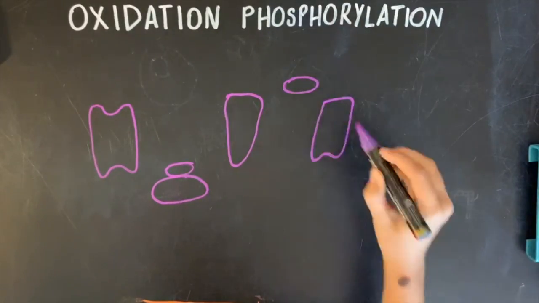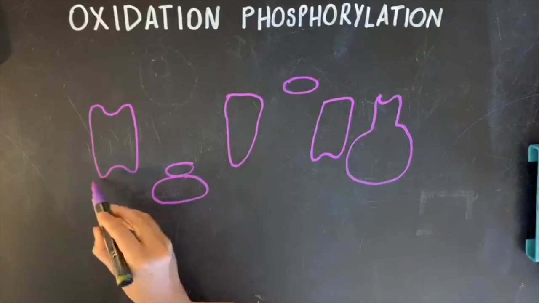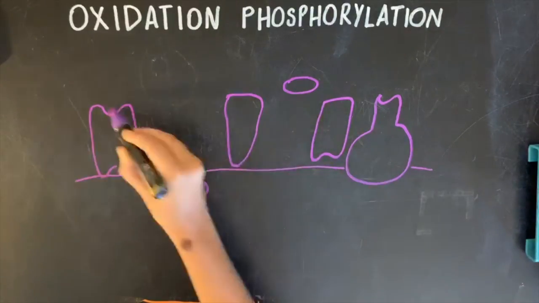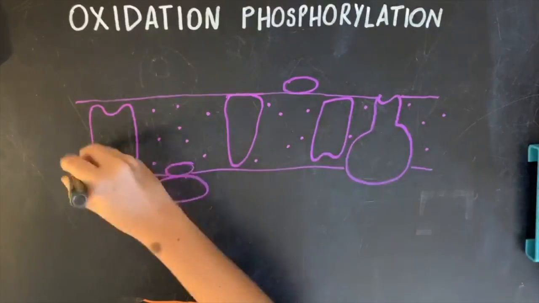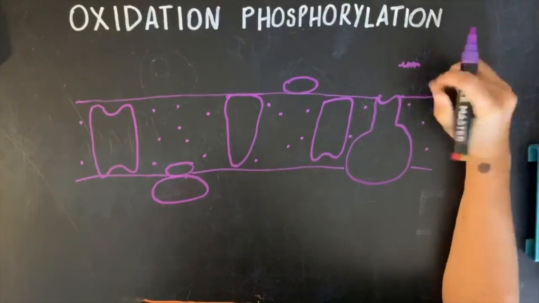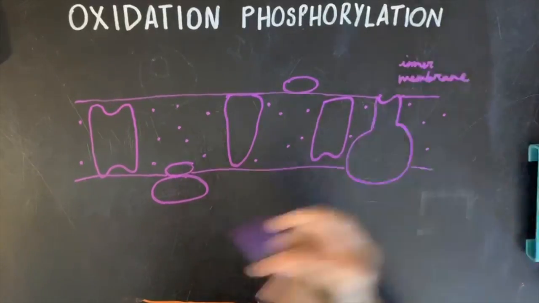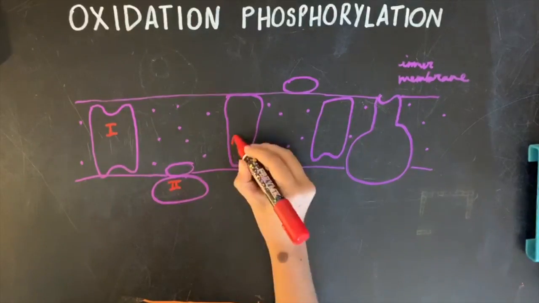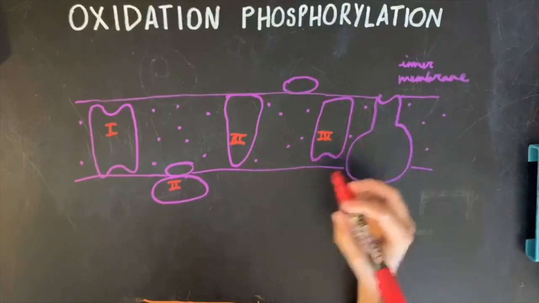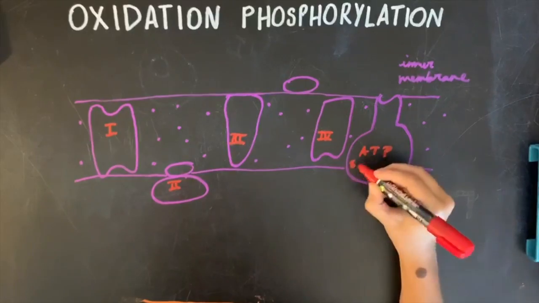Oxidative phosphorylation, also known as the electron transport chain, is a process in which ATP is formed as a result of the transfer of electrons from NADH or FADH2 to oxygen, and it is the final step of cellular respiration. It takes place in the inner membrane of the mitochondria. Involved in the process are protein complexes 1, 2, 3, and 4, and the ATP synthase.